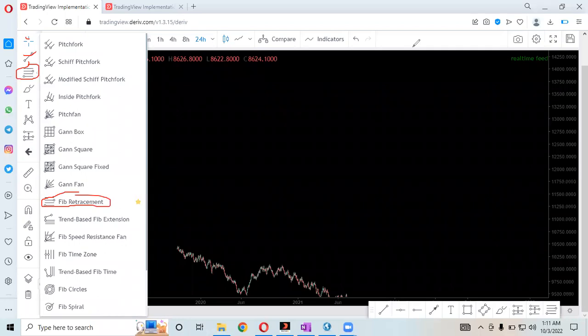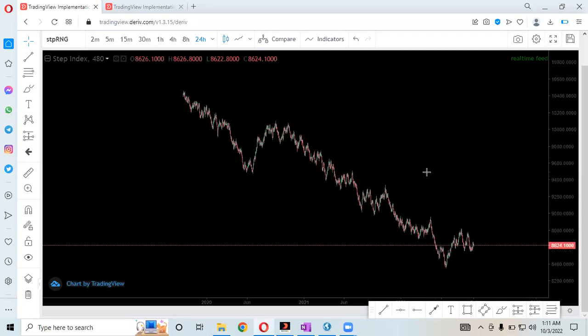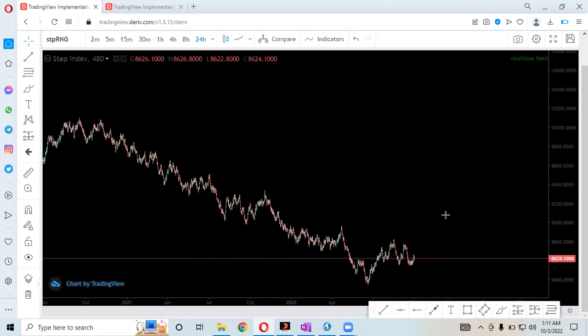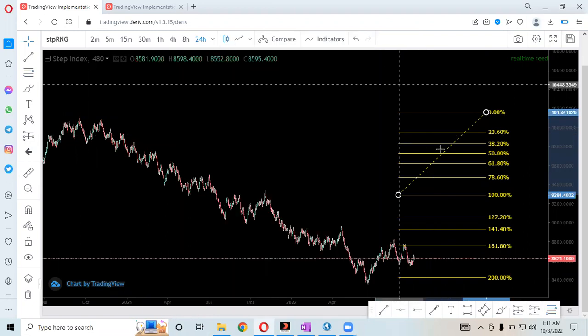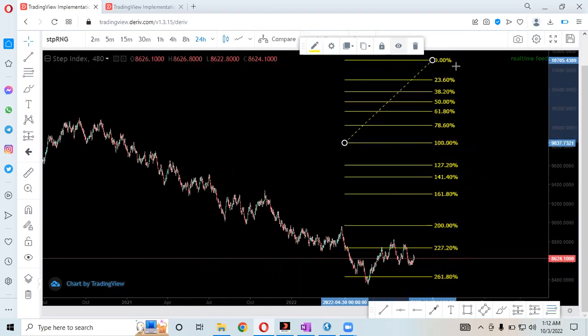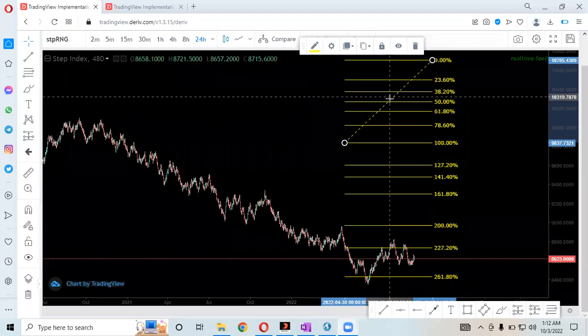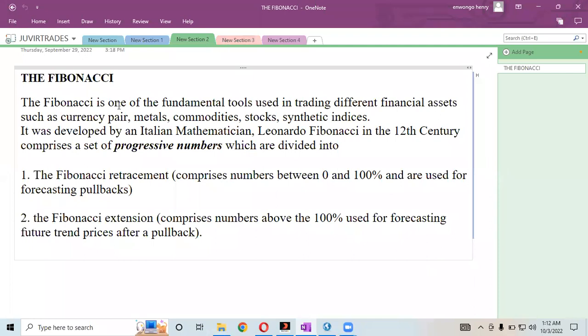All right. Having known what Fibonacci is, it comprises a set of progressive numbers which are divided into what? Retracement and extension. So what are the retracement numbers and what are the extension numbers? The retracement numbers are 0 to 100, like we have here, whereas above the 100 is the what? Extension. So we use the 0 to 100 for what? Retracement or pullbacks, and then we use this to measure what? Forecast future price purposes.